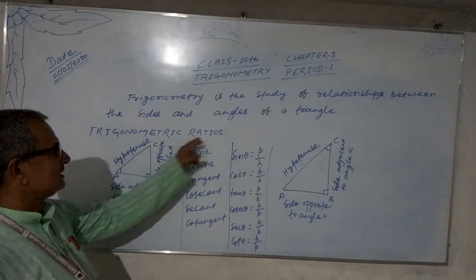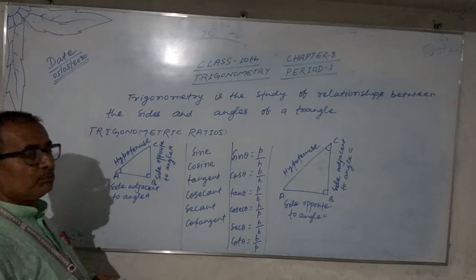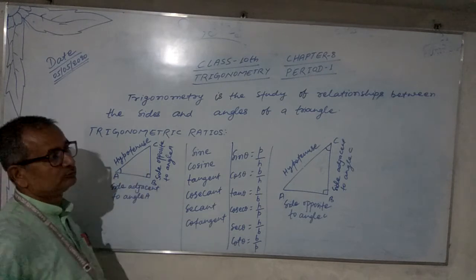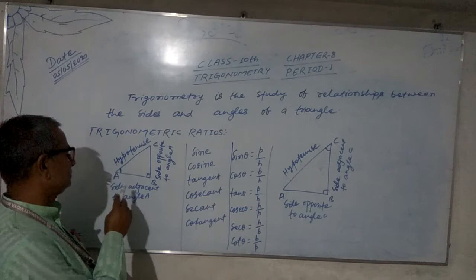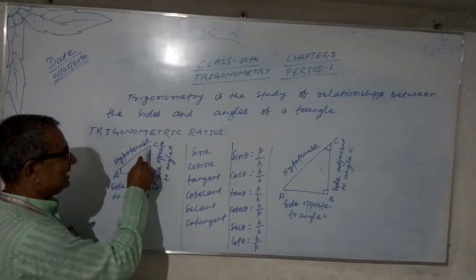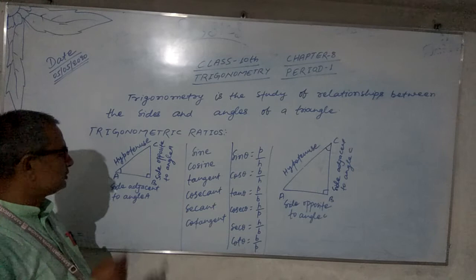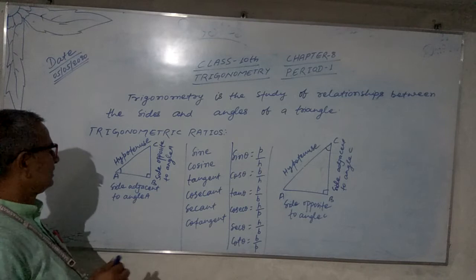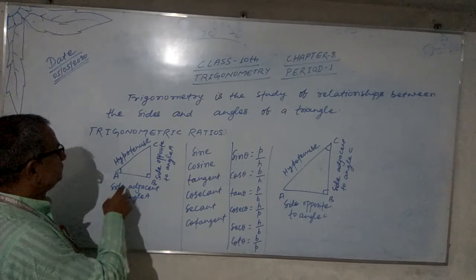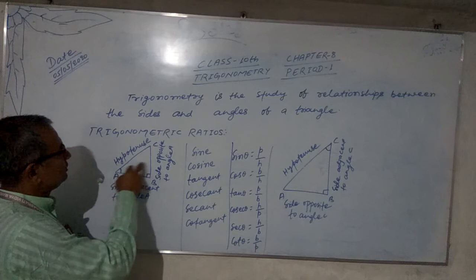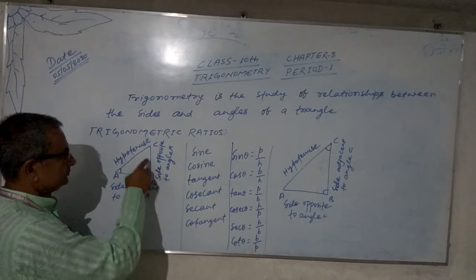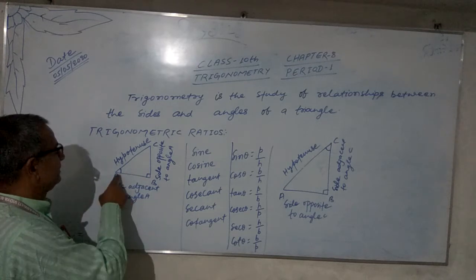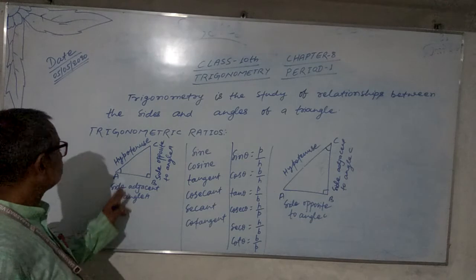After that, trigonometric ratios. Mainly, trigonometry deals with the right angle triangles. All of us know that in a right angle triangle, the side opposite to right angle is known as hypotenuse, and side opposite to angle, this is known as perpendicular, and side adjacent to angle is known as base.